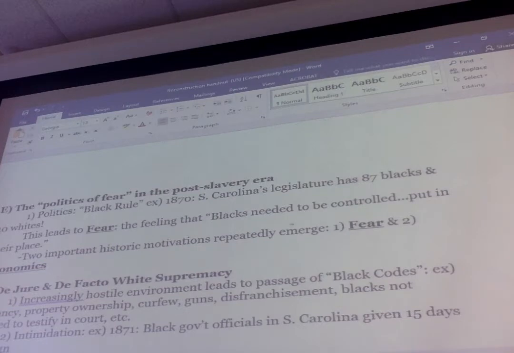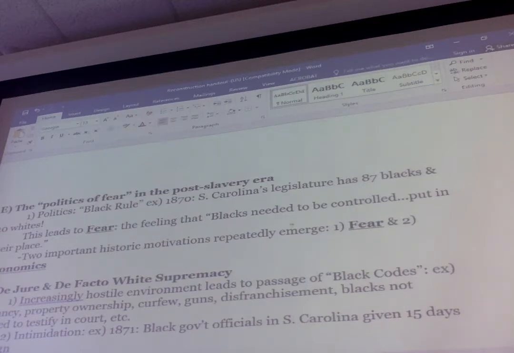And the beginning of the end for many is going to be 1876. There's a presidential election in 1876, often referred to as the Compromise of 1876. What happens? Well, there's a Republican candidate and a Democratic candidate. As you see, the Republican candidate is a guy named Rutherford B. Hayes. The Democratic candidate is a guy named Samuel Tilden.